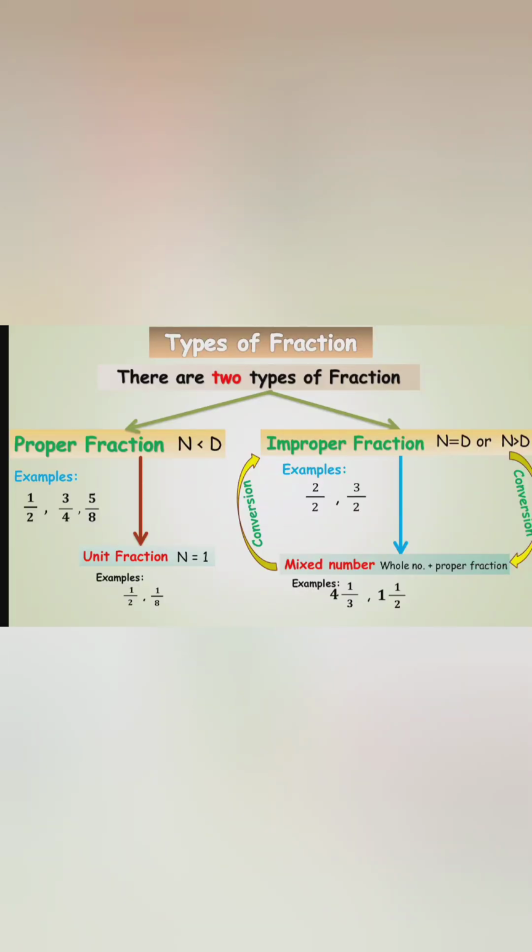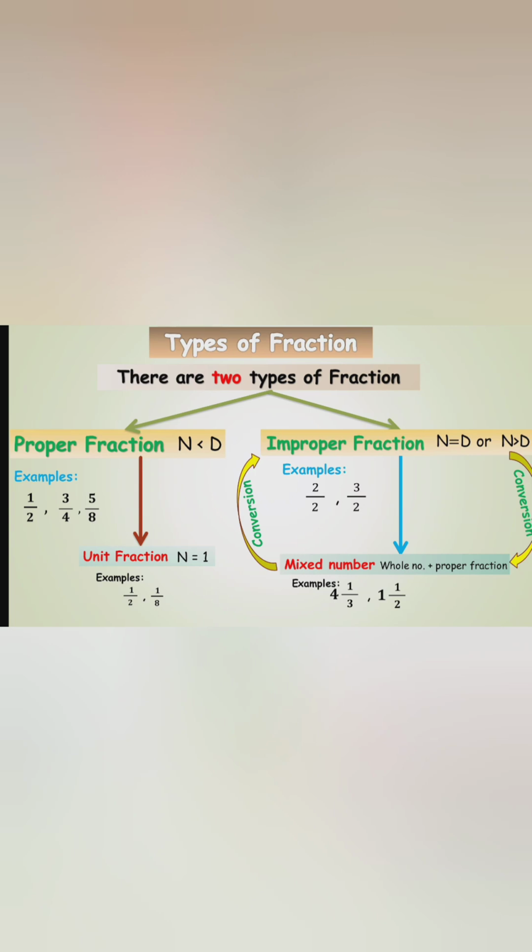Okay, now types of fraction. There are 2 types of fraction: proper fraction and improper fraction. In proper fraction, numerator is smaller than the denominator, and whenever the numerator is 1, that is called unit fraction, and unit fraction is also the part of proper fraction. Now, improper fraction. What is improper fraction? In improper fraction, numerator is greater than the denominator, or the numerator and denominator are both same. So that's called the improper fraction. What is mixed number? Whole number plus proper fraction.